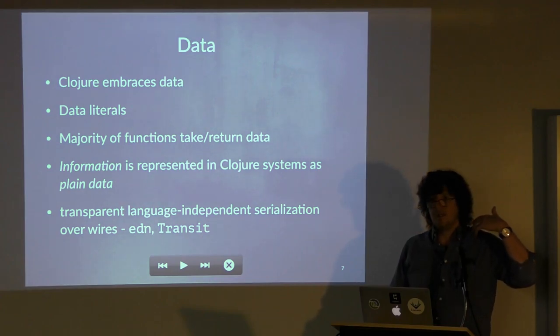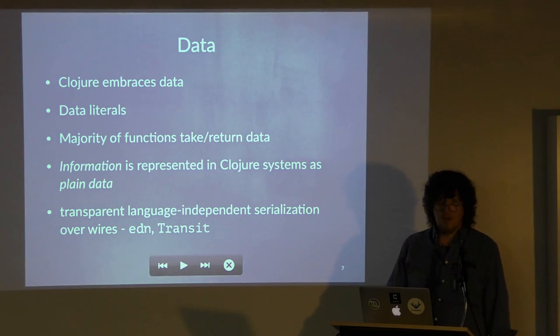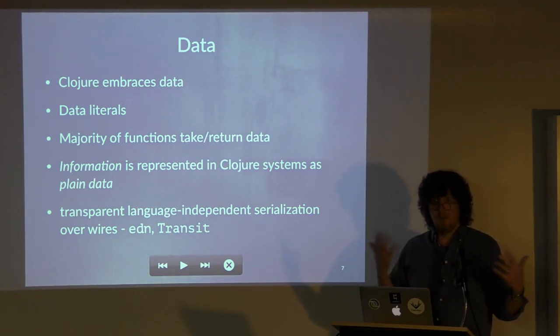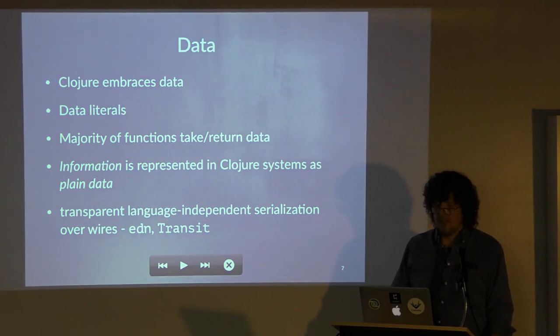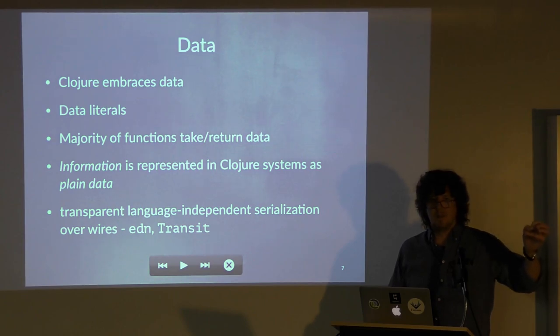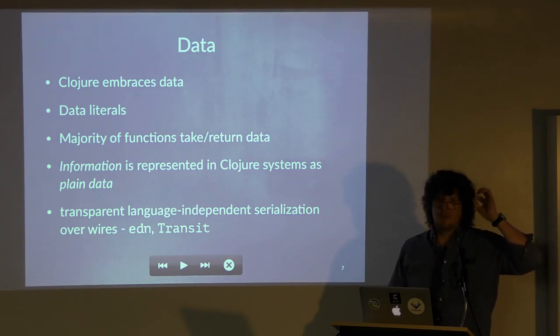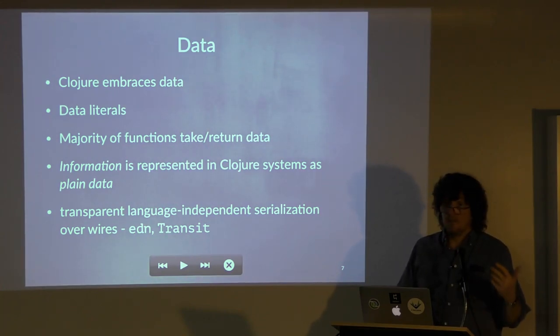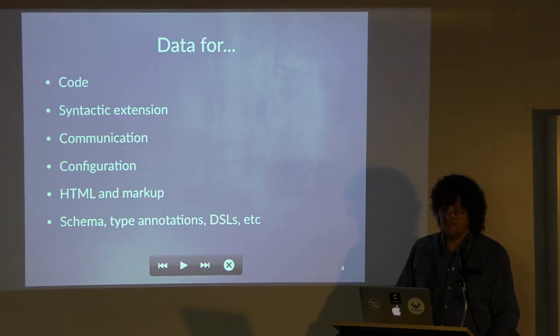In EDN, it just goes over wires. The reader is a built-in thing. We now have Transit also as a binary high-performance thing that reaches the browser really well, both of which take all the data structures of Clojure and move them around without you having to think about it. And it's straightforward because, unlike, say, Java serialization, there's no extra language gook there. It's just the pure informational part. For instance, there aren't object trees and reference cycles and things like that.